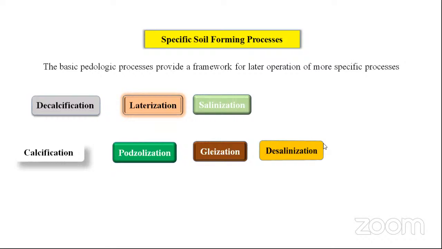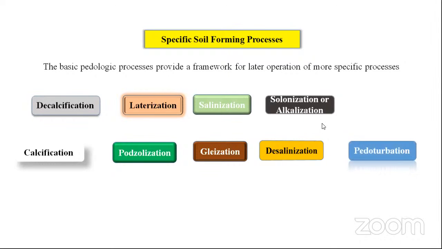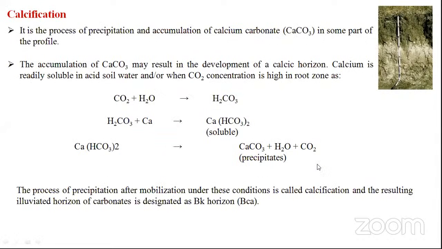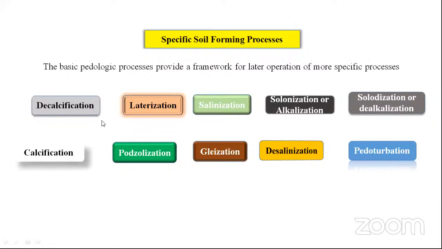And next is called desalinization, the opposite of this. Another one is called salinization, alkalization. We will discuss this one also. And later is called pedoturbation. Generally, we will see turbations mostly in shrink-swell, expanding type of clay minerals. Sometimes animals and other factors also contribute to this pedogenic process. And the next one is called solodization or dealkalization, the opposite of this one. So like this, these are the different specific pedogenic processes.